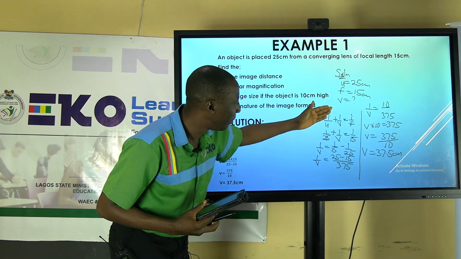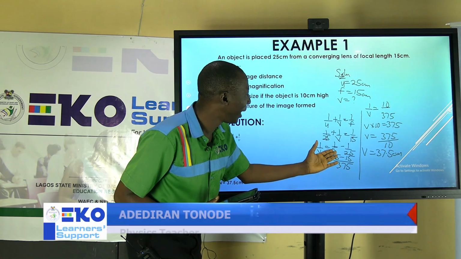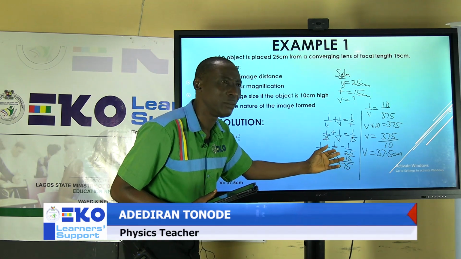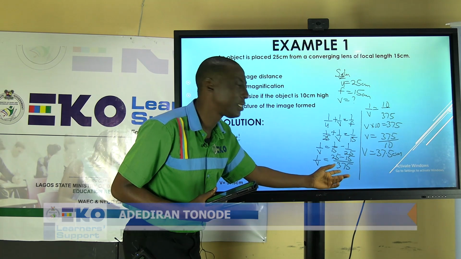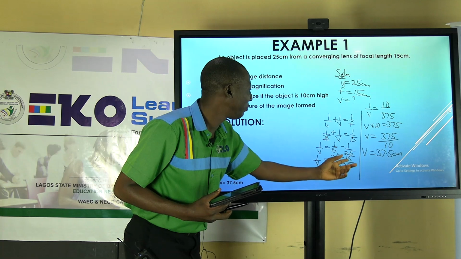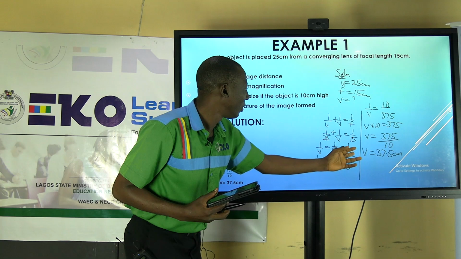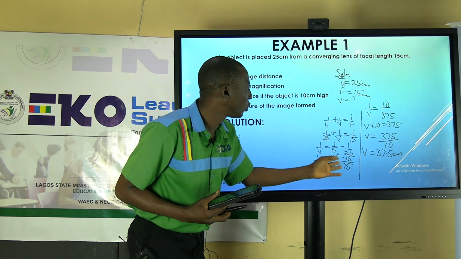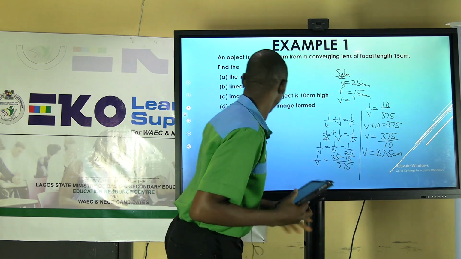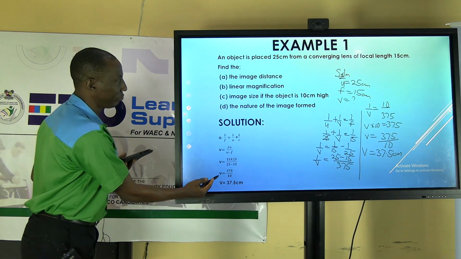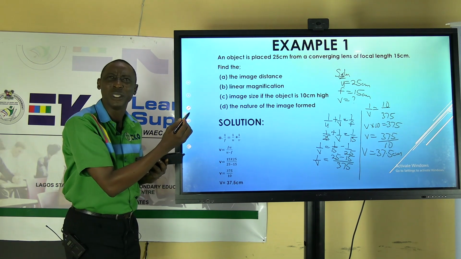You can see from the formula, I'm able to substitute. What I did was to find the LCM of 15 and 25 by multiplying them together. How many 15 will you see in 375? 25. And how many 25 will you see in 375? 15. You subtract them from each other, you have your 10, and that's what we have here. So we have gotten the image distance, which is v.